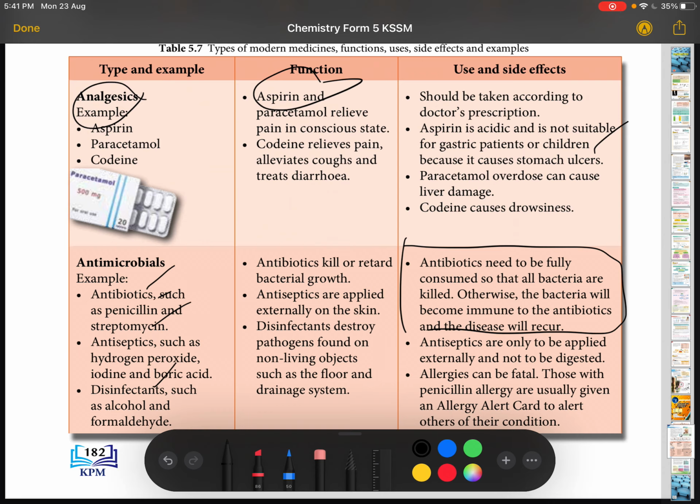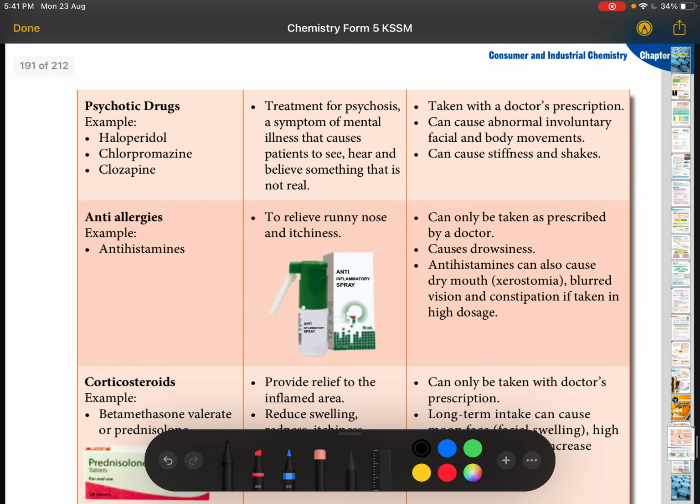Why? Because they give you an amount that is enough to kill all of the bacteria in your body. They want all of them to die, because if they don't die, they will adapt. The bacteria will adapt, and then they will mutate, and then they'll be immune to it. So you don't want that to happen. You want to kill all of the pathogens before they duplicate and mutate.